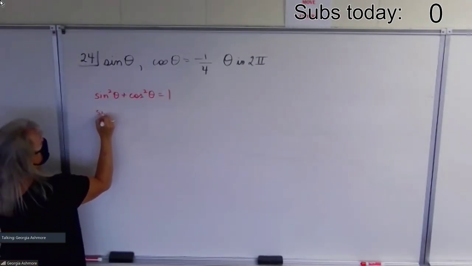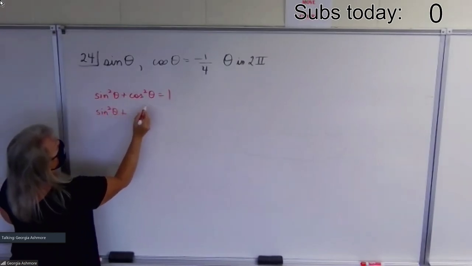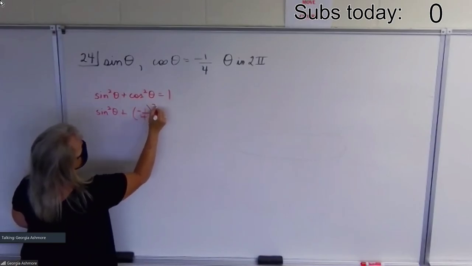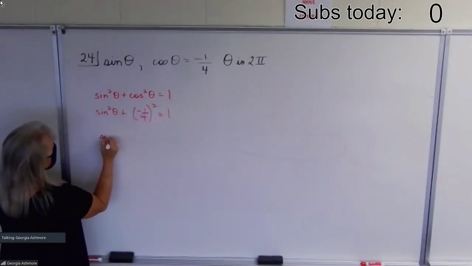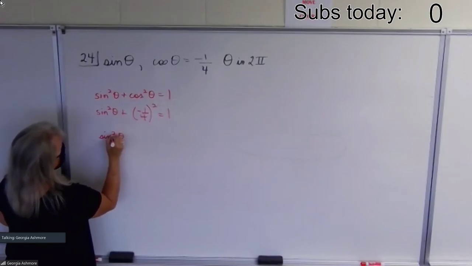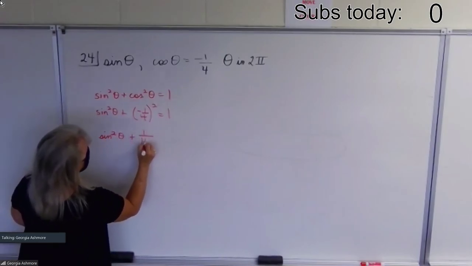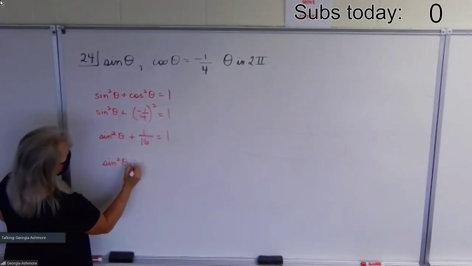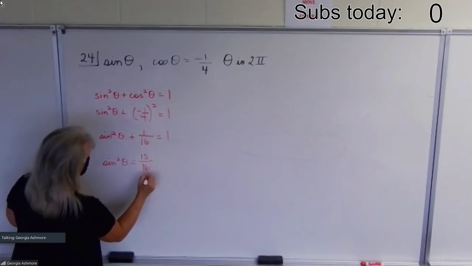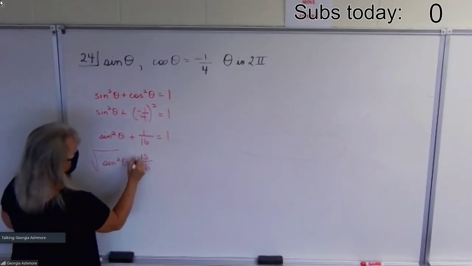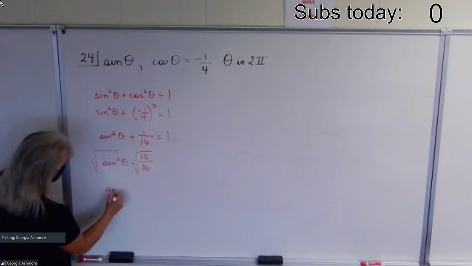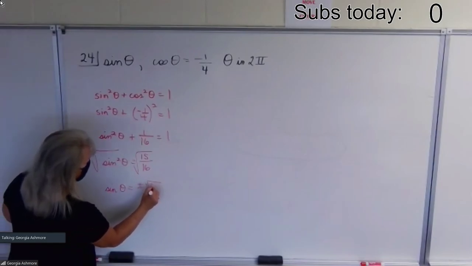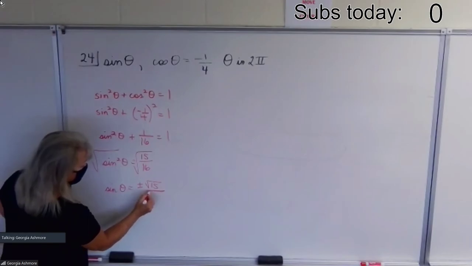I don't know what sine is. I'm looking for that. Cosine is a negative 1/4, and I've got to square it. So sine squared plus 1/16 equals 1. Sine squared theta equals 15/16. Square root both sides. And that gives me plus or minus square root of 15, and the square root of 16 is 4.